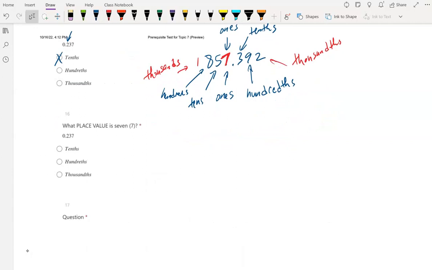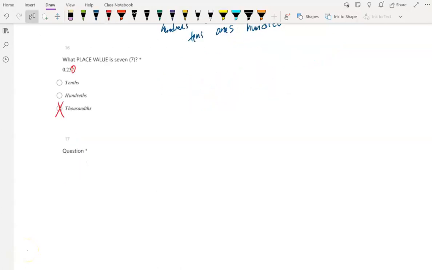All right, next question. What place value is the 7? It's 3 places after the decimal. 3 places after the decimal, that's thousandths. Okay. All right.